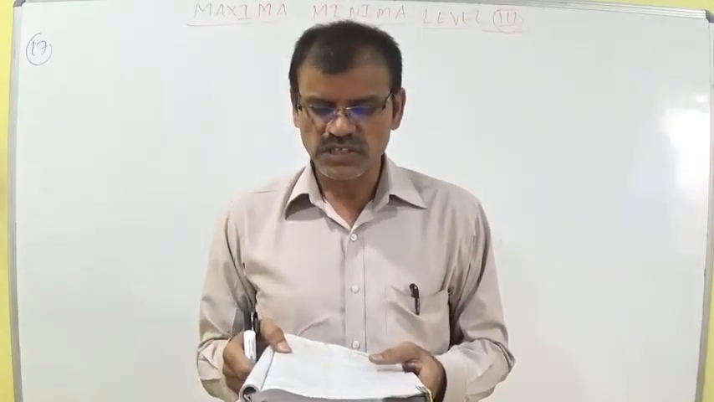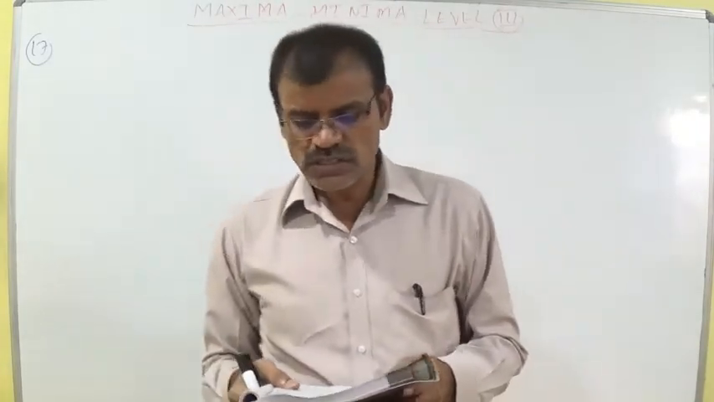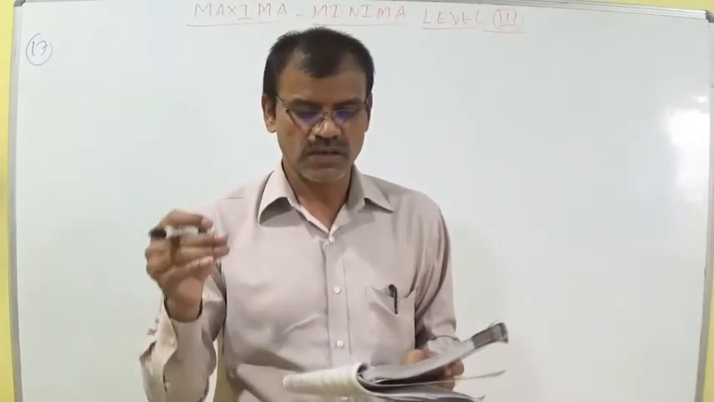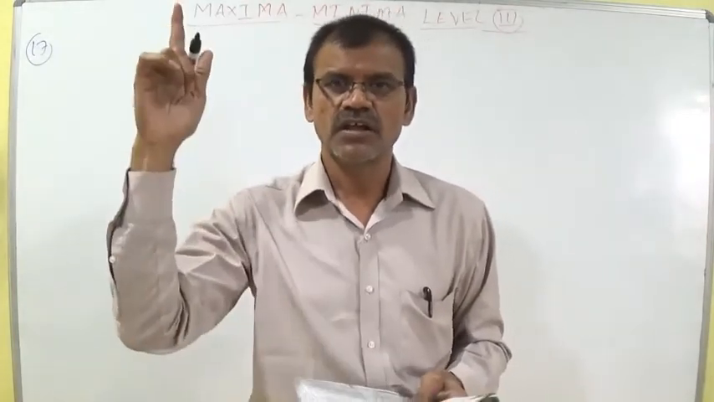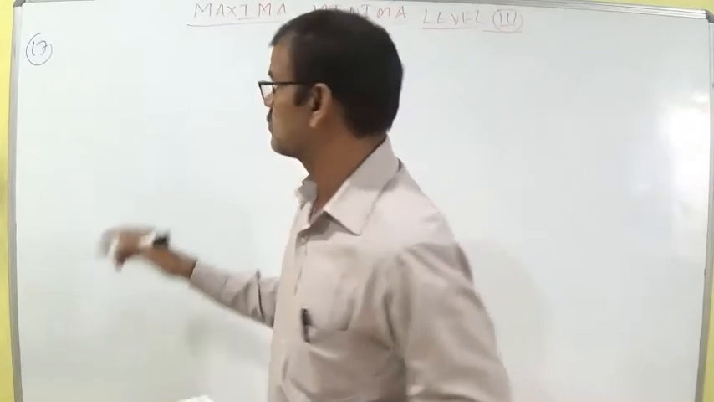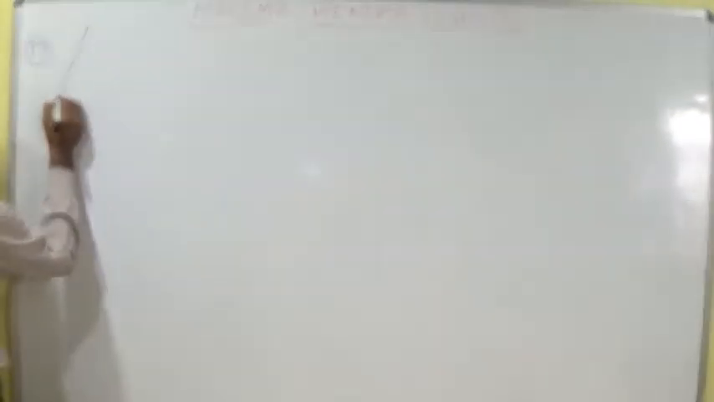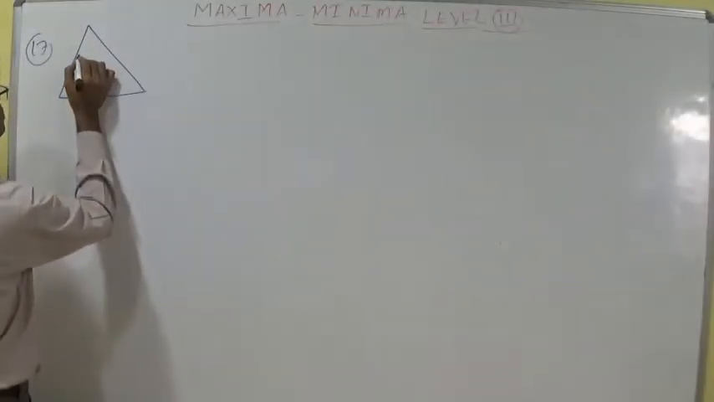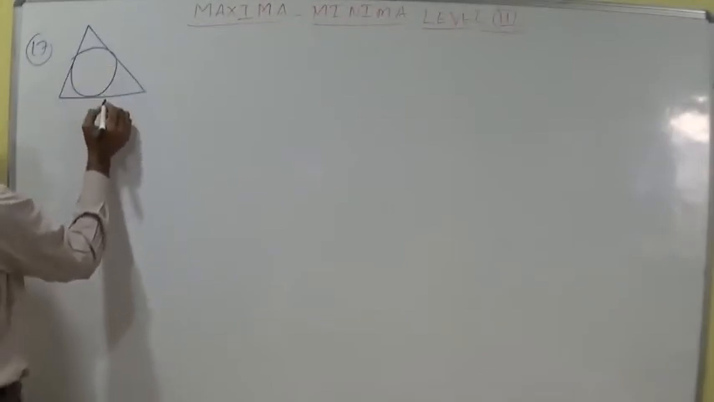Here you observe that 3 root 3 r is not there. It is another question I am discussing with you. Observe carefully: least perimeter of an isosceles triangle in which a circle of radius r can be inscribed. Here try to understand that it is a circle inscribed in a triangle, not a triangle inscribed in a circle. So let us discuss this one. Circle inscribed in triangle, that too an isosceles triangle, students.